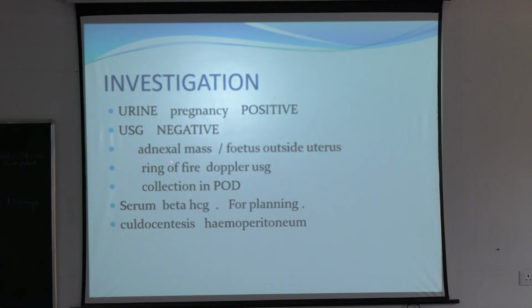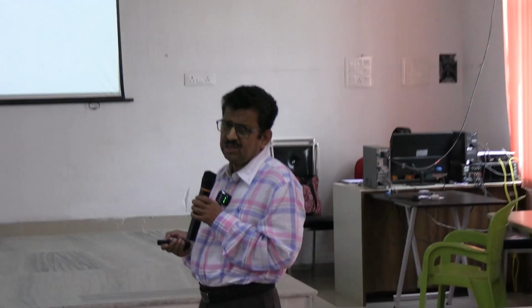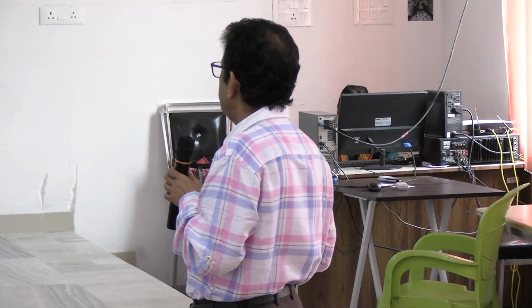And USG may find an adnexal mass and fetus outside the uterus, and a ring of fire by Doppler USG because of the vascularity, and collection. If it is a disturbed ectopic, there will be collection. If it is a tubal abortion, there will be collection in POD. If it is tubal rupture, there is much collection in POD. So collection in POD always favors ectopic.